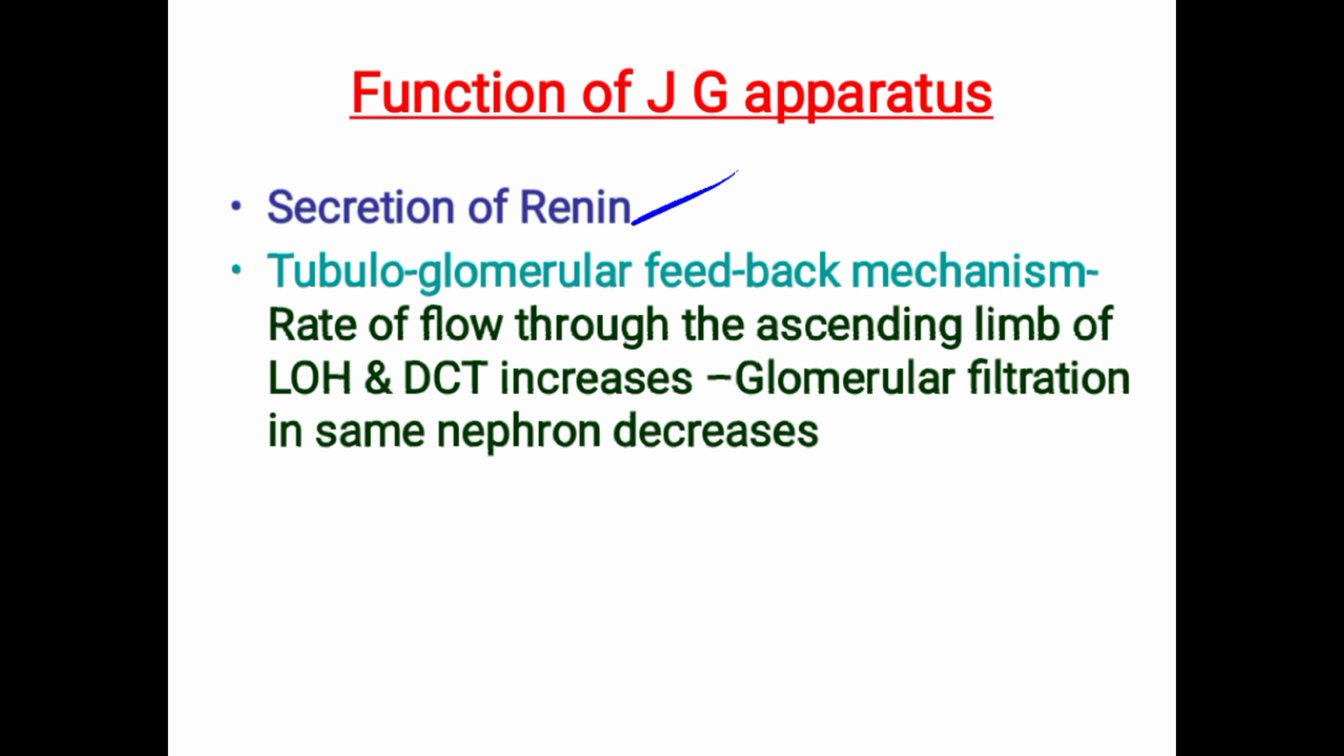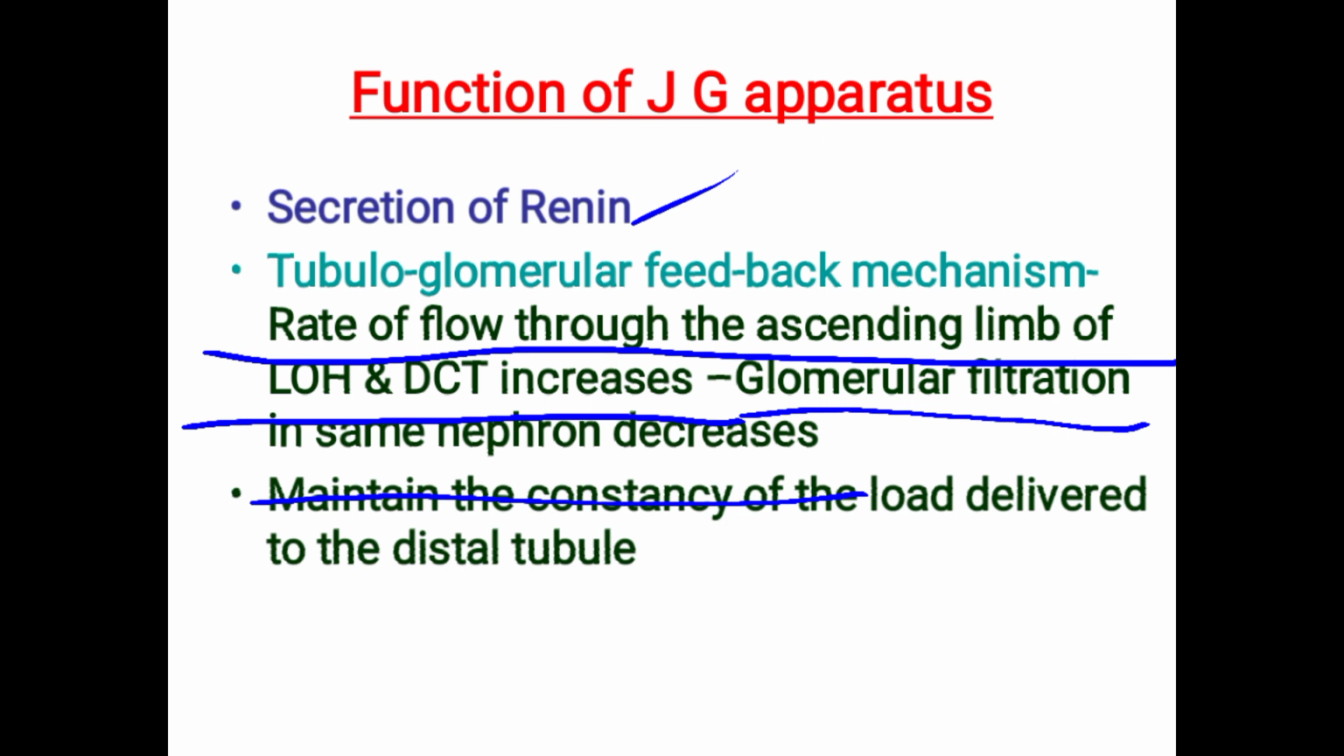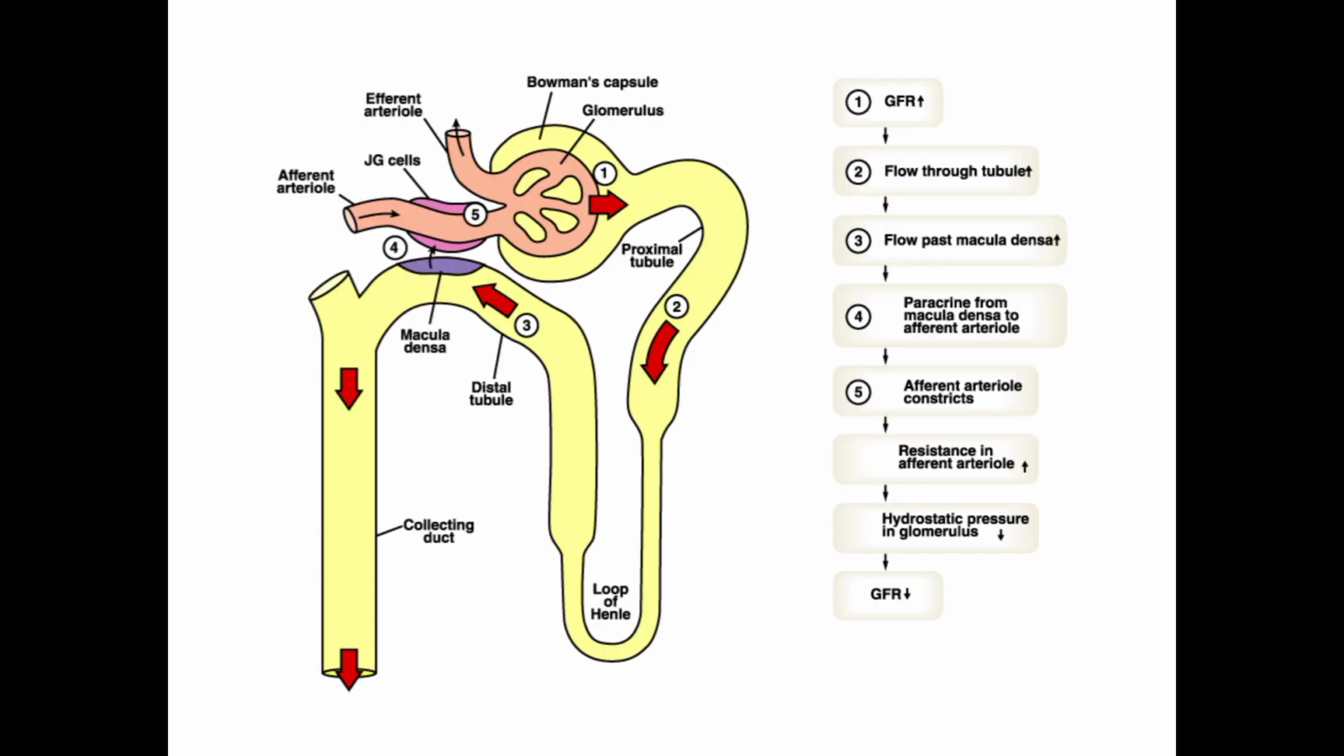So the tubules feedback, that means when the filtrate reaches the tubular portion, it will give feedback to the glomerulus. When the rate of flow through the ascending limb of the loop of Henle and DCT increases, the glomerular filtration in the same nephron decreases. I will explain. It will maintain the constancy of the load delivered to the distal tubule. You can see the diagram here.